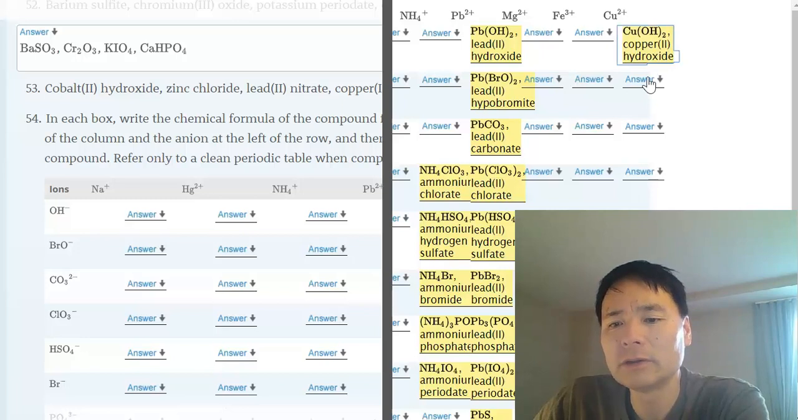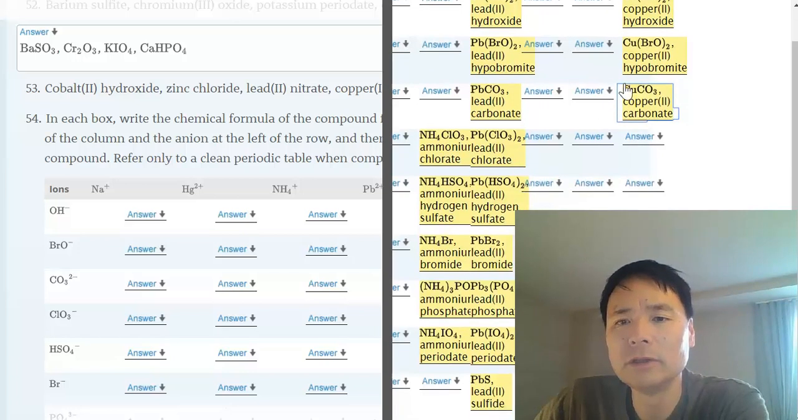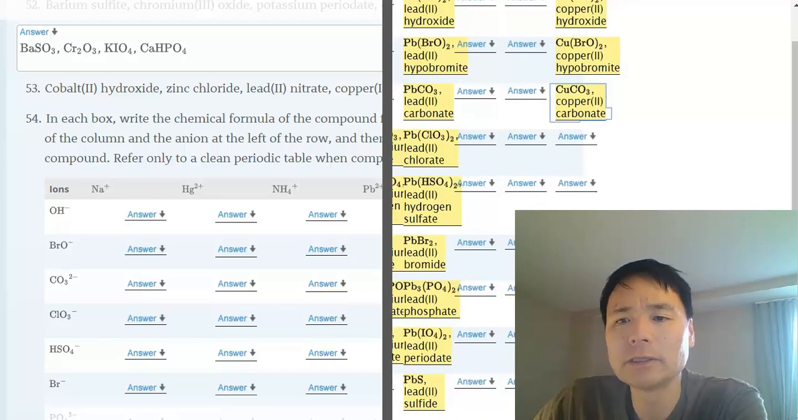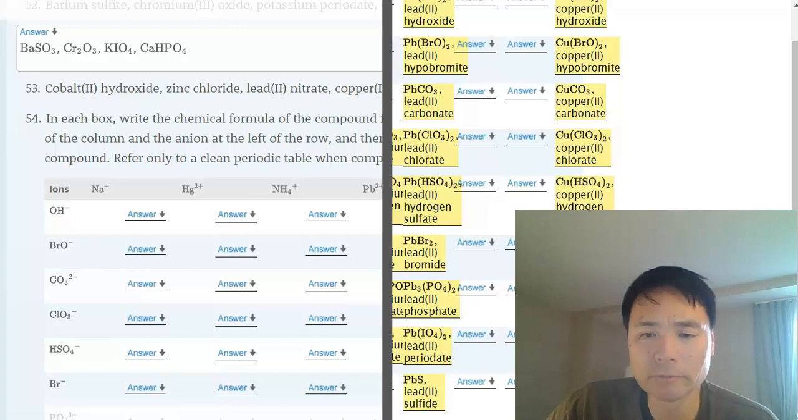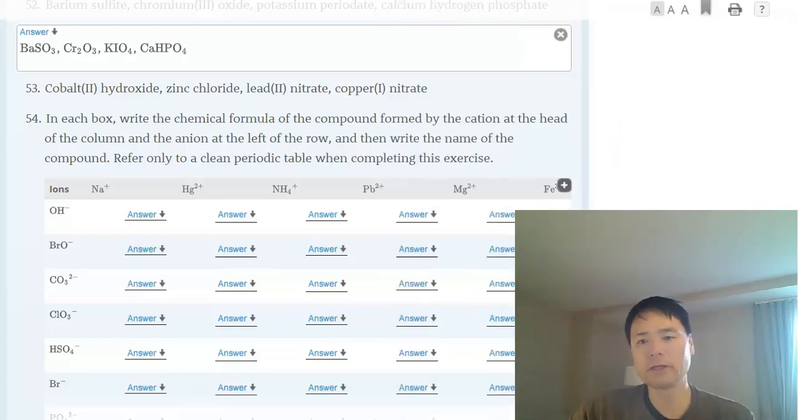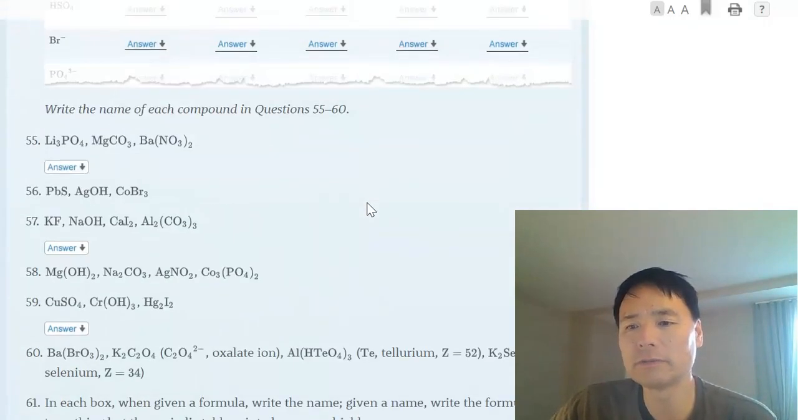So copper(II) hydroxide, copper(II) hypobromite, copper(II) carbonate. Let's scroll over here. Copper(II) chlorate, copper(II) hydrogen sulfate, copper(II) bromide, copper(II) phosphate, copper(II) periodate, and copper(II) sulfide. And those are those here. Okay, let's close that so we finish that. Alright, let's continue on here.